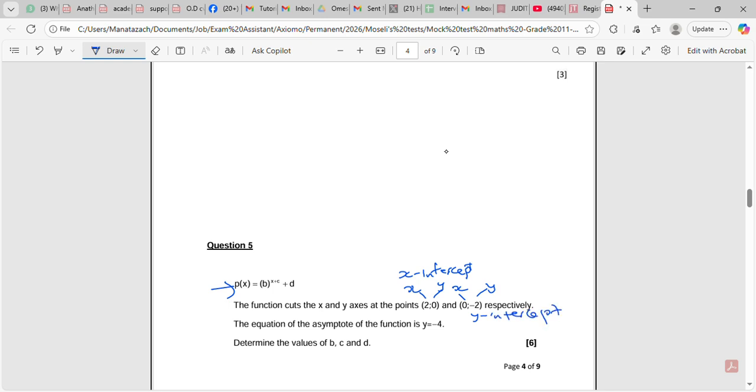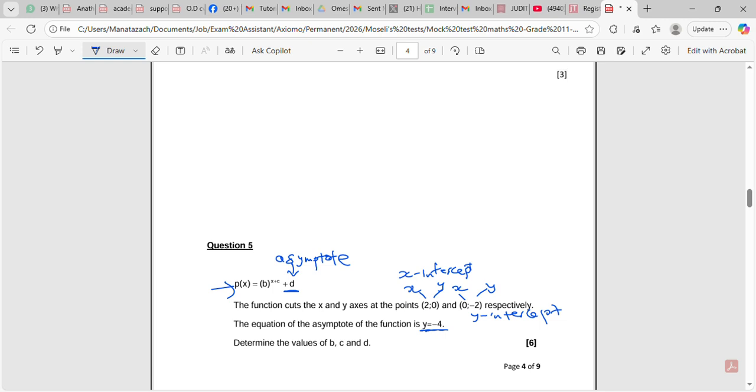It says the equation of the asymptote is y equals -4. If you're dealing with an exponential function, the asymptote is normally the constant here. It's unlike the other functions. This is not the y-intercept. Don't mistake this for a y-intercept. This is actually going to be the asymptote, right? So basically, they're giving us d by saying y is equal to -4. Being the asymptote, that means d is equal to -4. Okay, so we know exactly what d is.